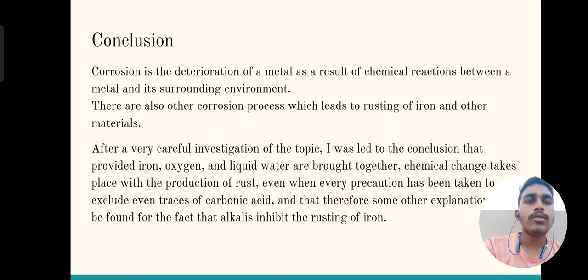Conclusion: corrosion is the deterioration of a metal as a result of chemical reaction between a metal and its surrounding environment. There are also other corrosion processes which lead to rusting of iron and other metals. After a very careful investigation of the topic, I was led to the conclusion that provided iron, oxygen, and liquid water are brought together, chemical change takes place with the production of rust, even when every precaution has been taken to exclude even traces of carbonic acid, and that therefore some other explanation must be found for the fact that alcohol is inhibiting the rusting of iron.